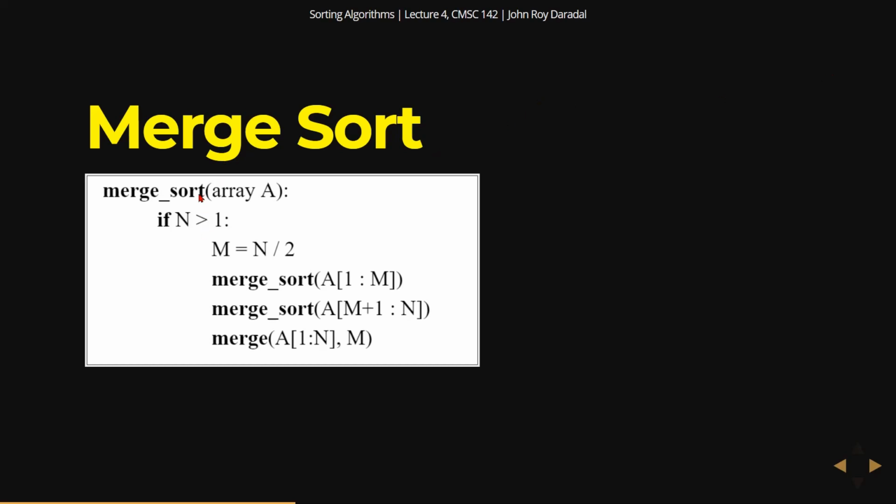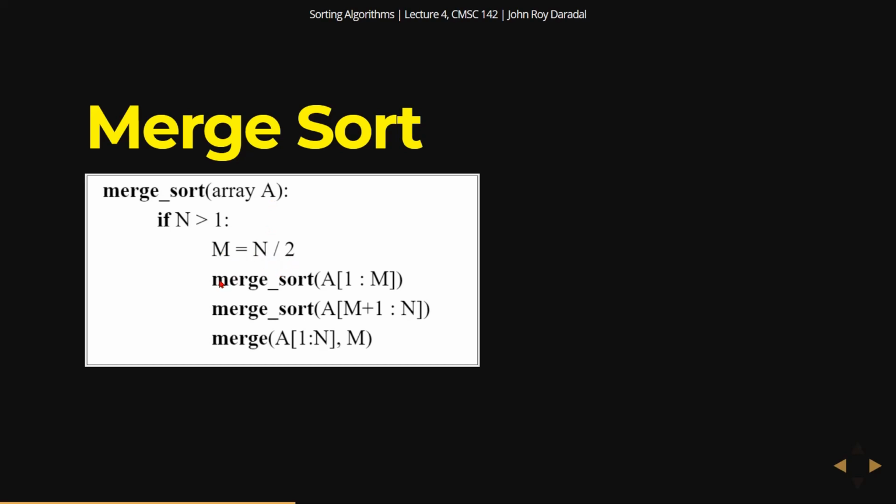So for merge sort, what we'll do is first, as long as n is greater than 1, so you could still divide it into 2. Find the middle, which is n over 2, again, n being the number of items in array A. m is the middle, which is n over 2.